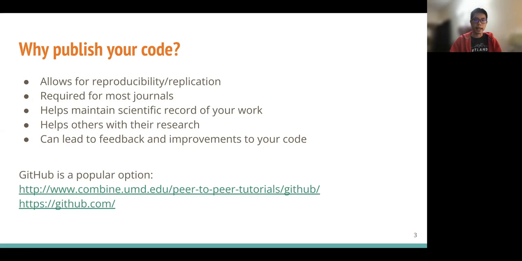And it's going to help maintain a publicly available scientific record of your work, so people can see what you did, when you did it, and even see your progress over time. And it can help others with their research. They can use your code to analyze their own data sets or even improve their own code as well. And having it in a public form can lead to improvements of your own code and lead to better iterations of your work. And GitHub is one popular option to publish your code. There is a previous peer-to-peer tutorial on this that we encourage you to look at as well.